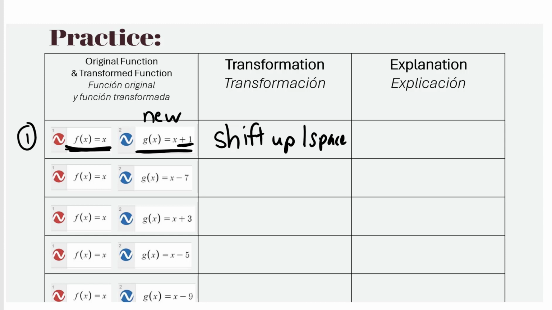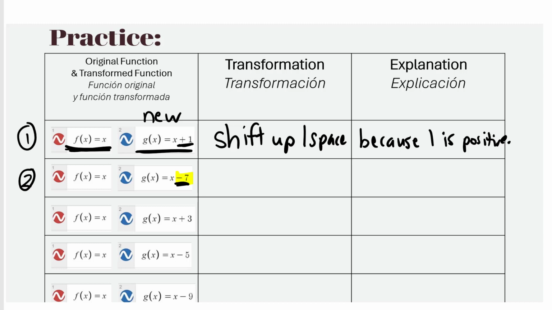So mover arriba un espacio. Explanation. ¿Por qué? Because 1 is positive. All right. I'll do one more. Number 2.